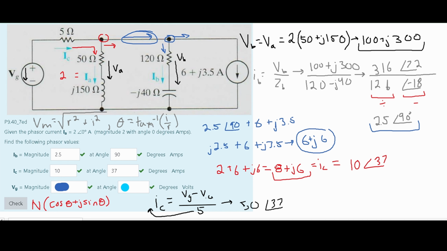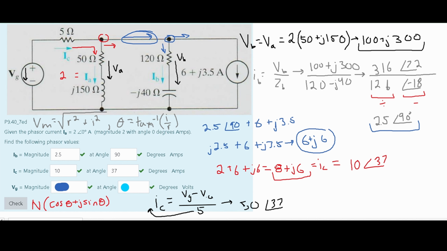Now we have our minus V of A on the right side with our V of G. We want to get our V of G by itself, so we'll add V of A to both sides. And we know that our V of A is this 100 plus j300. We found that out earlier. So we are just going to have a plus 100 plus j300, and this will all be equal to our V of G. Now, to add two equations like this together, we need them to be the same form.